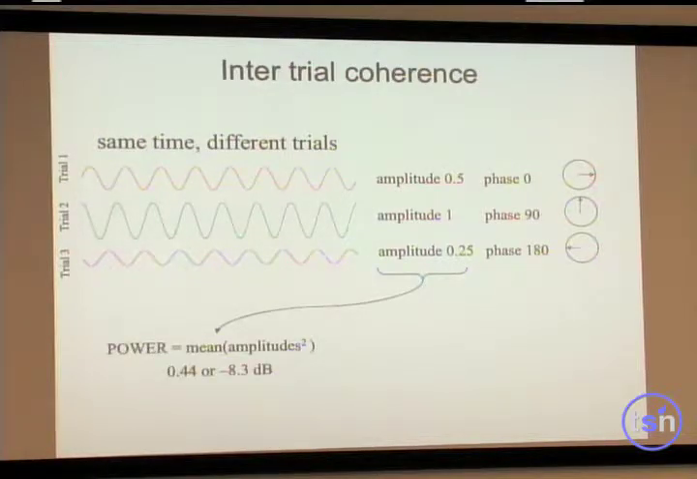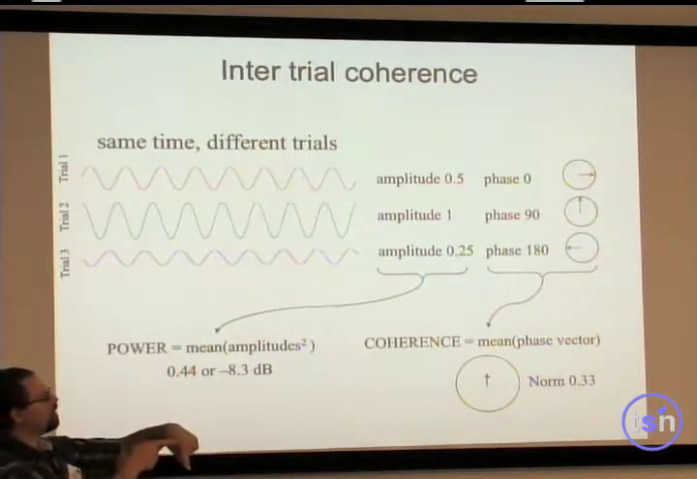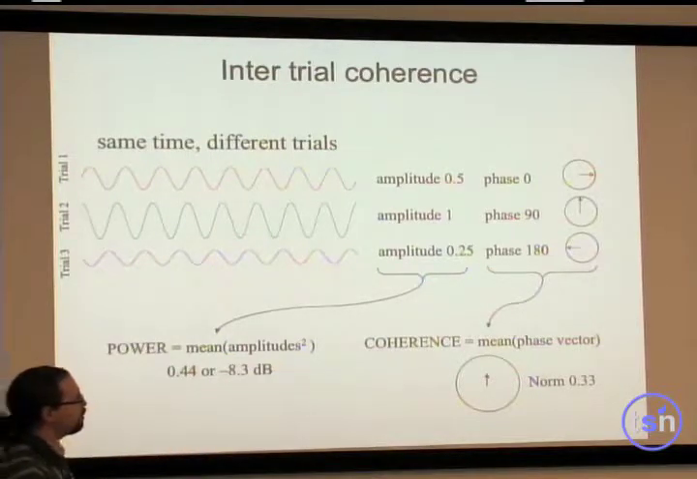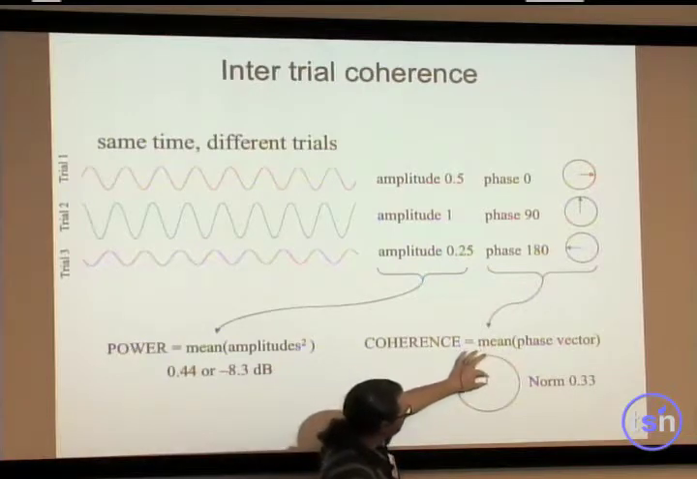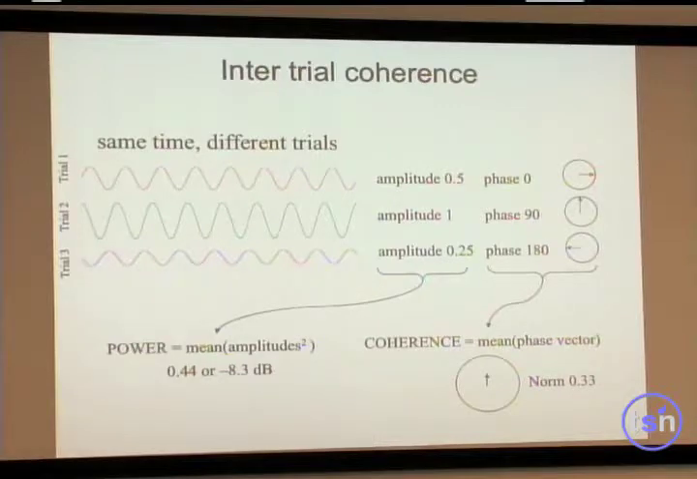So we take the mean of the square of the amplitude, and we get power. So 0.44 or minus 8.3 dB, for instance. Now for the orientation, we're going to sum these three vectors. So we're going to do this vector plus this third vector, and we're going to obtain one vector in this orientation. We're going to divide it by 3, because we had 3 vectors. And this is what we're going to call the intertrial coherence. Other people call it the phase locking factor. It's exactly the same thing. The same equation. There's no difference.